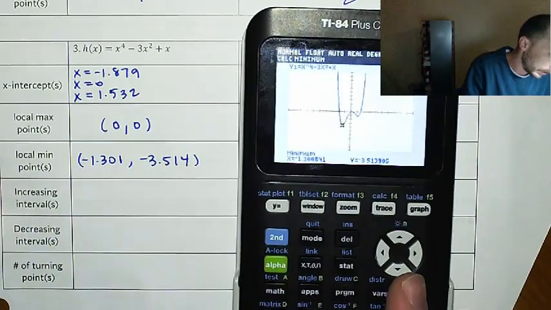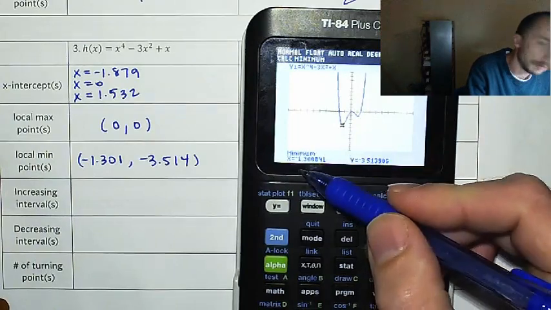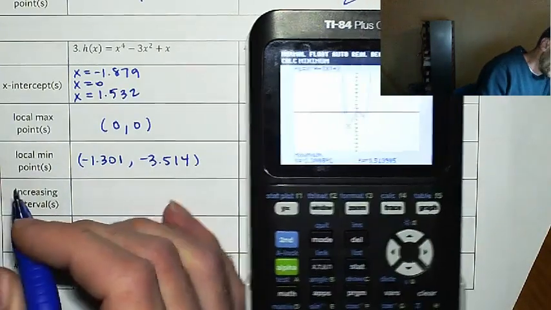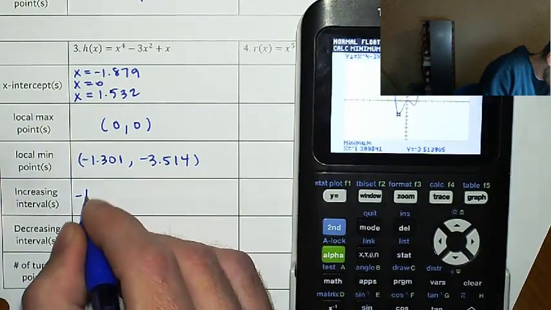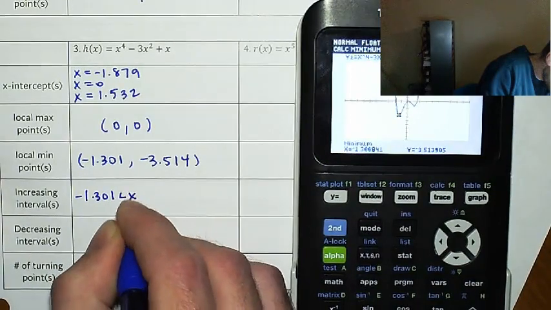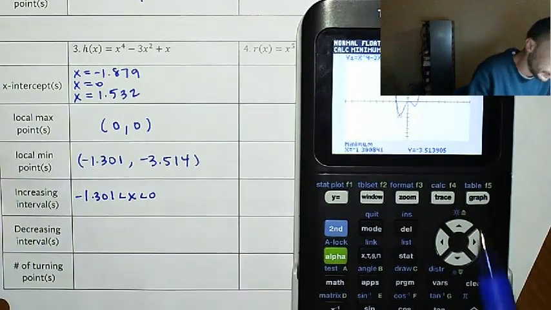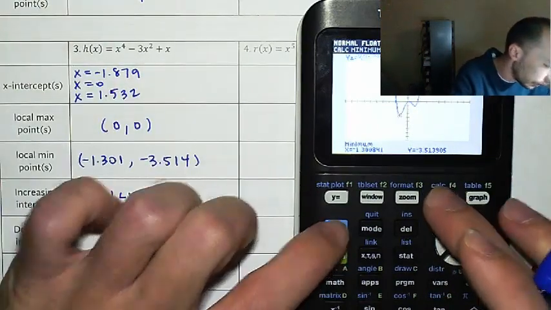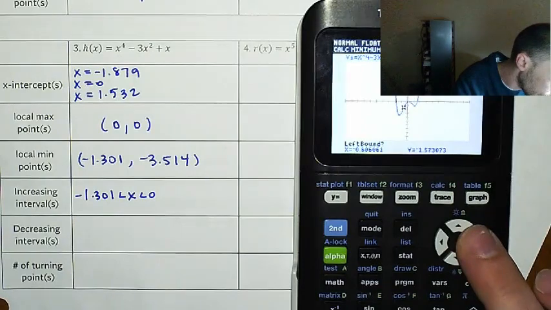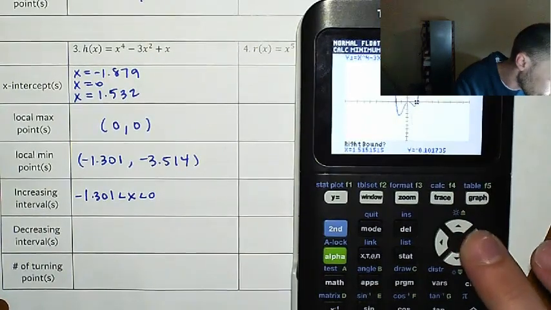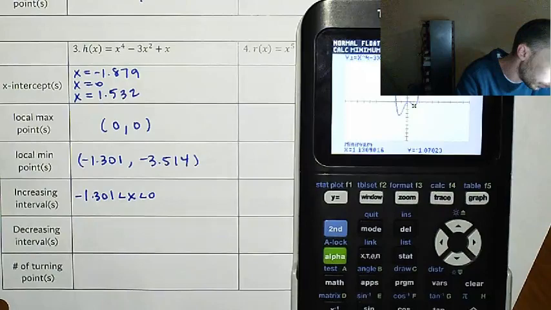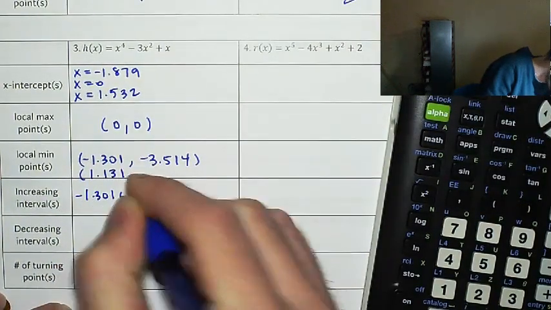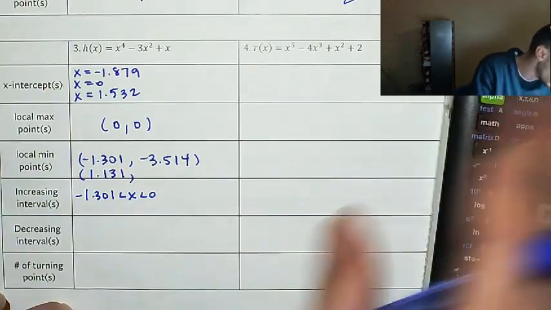Okay, intervals of increase. From this -1.301 back to 0, it's got a positive slope. And then also when x is bigger than that second local minimum, which I never actually computed. So I'm going to need to find that minimum over here. Okay, we got it pinned in there. 1.131 and -1.070.